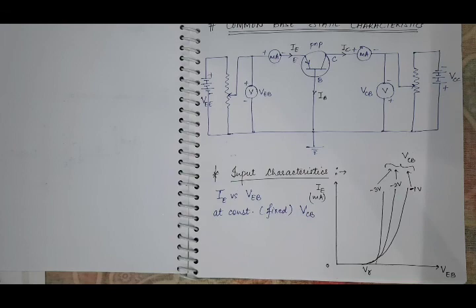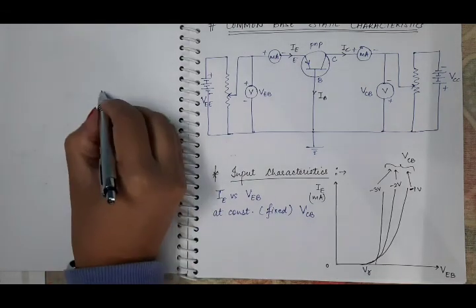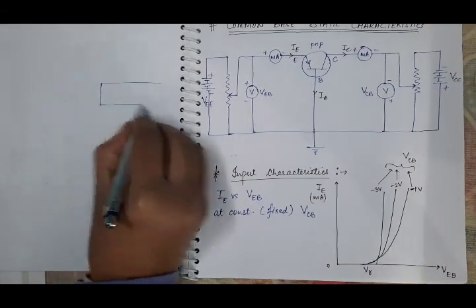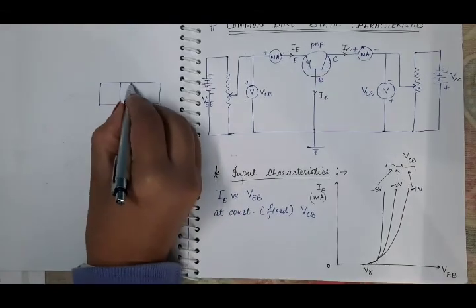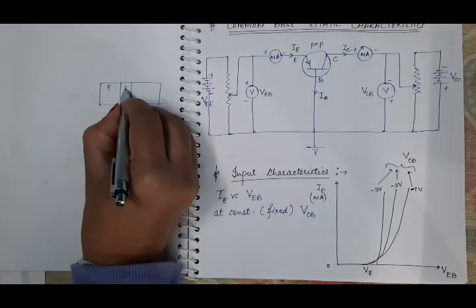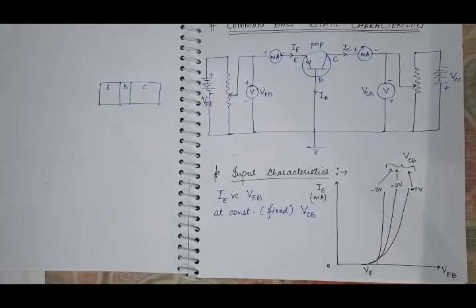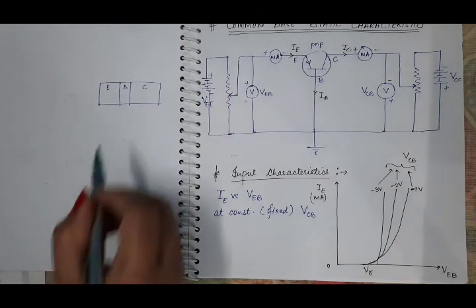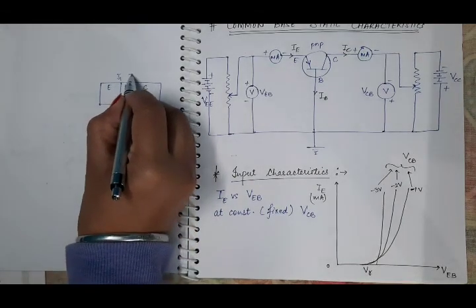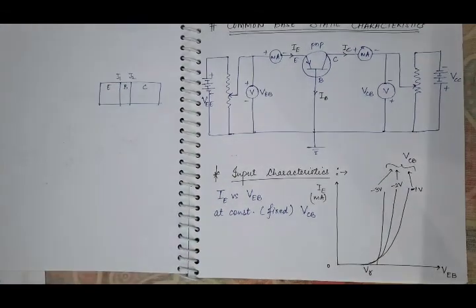So what is early effect? This is emitter, this is base, this is collector. We know that the width of base region is quite small as compared to collector and emitter. And emitter supplies the charge carriers and collector collects the charge carriers. And one more thing, this junction is forward biased and this junction, the collector base junction, is reverse biased.